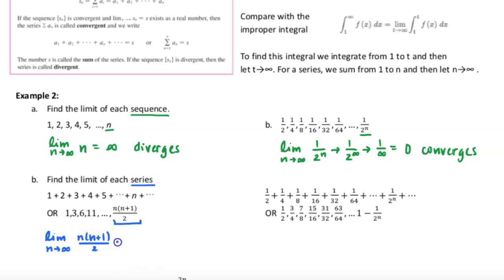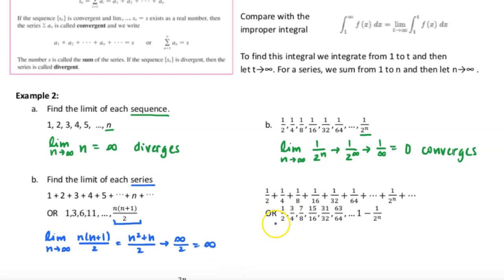Well, I can simplify this numerator. I can call this n squared plus n over 2. When I plug infinity into this expression, my numerator is going to go to infinity. My denominator is going to stay at 2, which is going to give me a limit of infinity. Therefore, this series has an infinite sum. I can really say it has no sum. It doesn't have a finite sum.